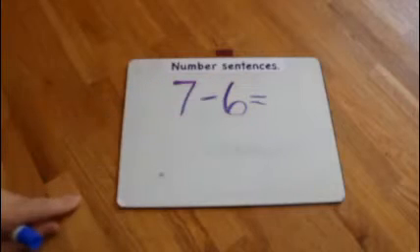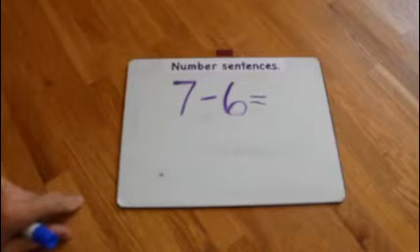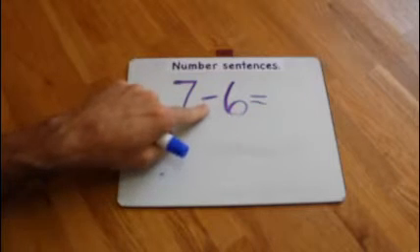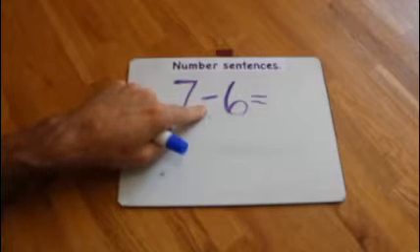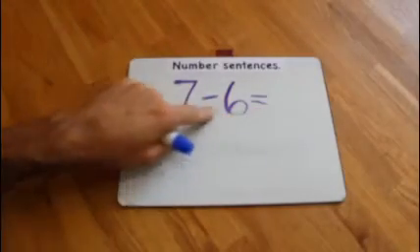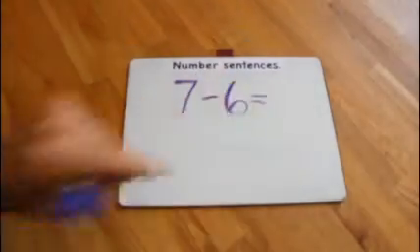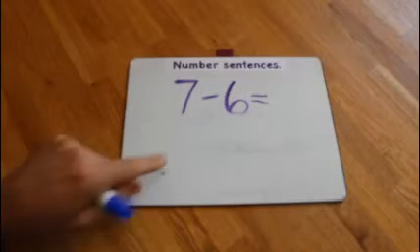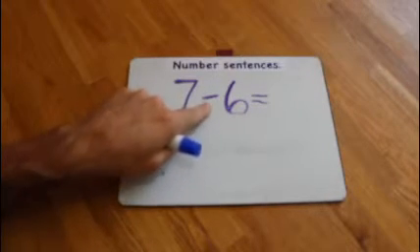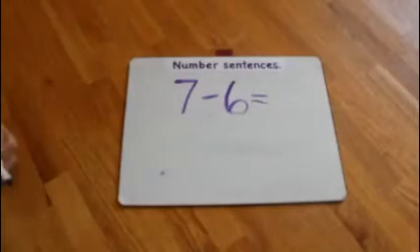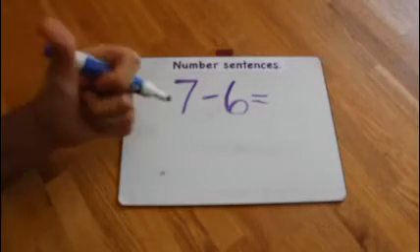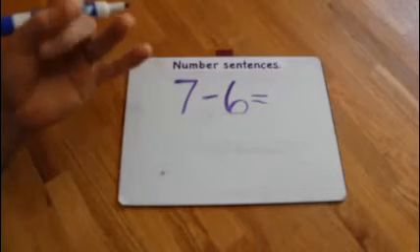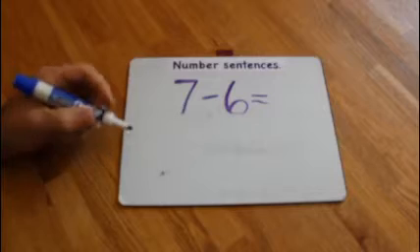Number sentences. Remember, when you're doing your number sentences, you have to look at the symbols and what they mean. This is minus, it means take away. This is equals, it means what's on this side has to be the same as what's on this side. And how do we do that? We do our takeaways. Here we go. Read it with me. 7 minus 6 equals. Mental math. Count backwards. Or draw pictures.